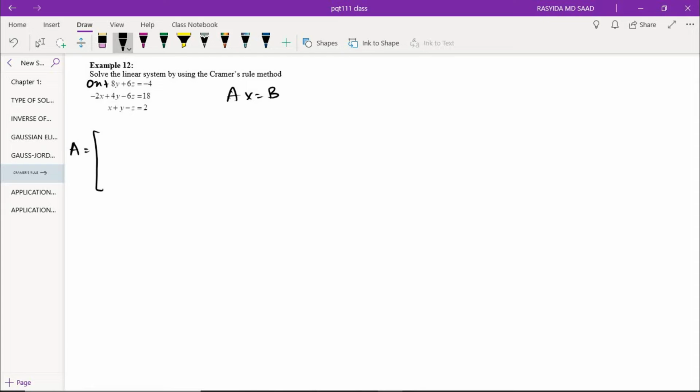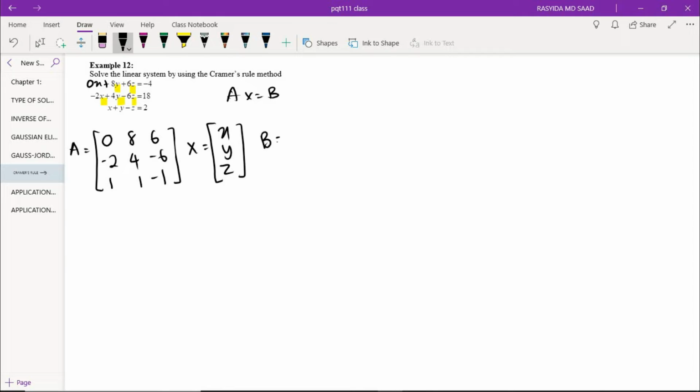0x plus 8y. So for the coefficient matrix, A will be 0, 8, and 6. And this one, negative 2, 1, 4, 1, negative 6, negative 1. Okay. And then for matrix X, since the variables here are x, y, z, it will be x, y, z.